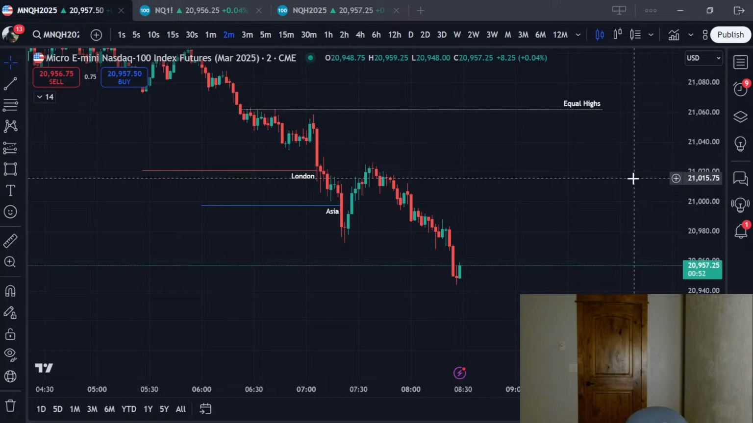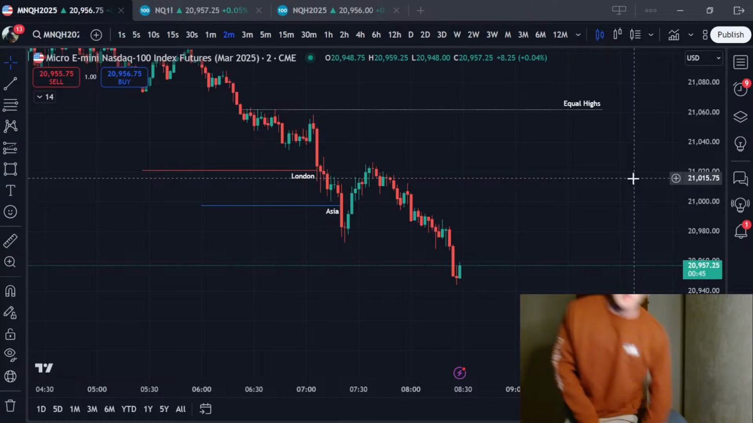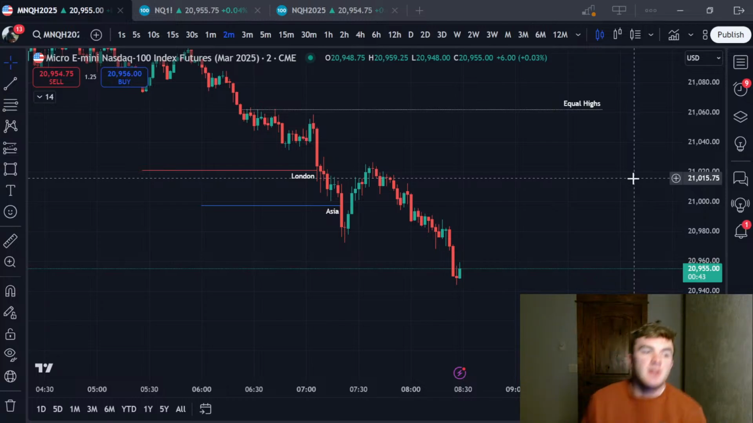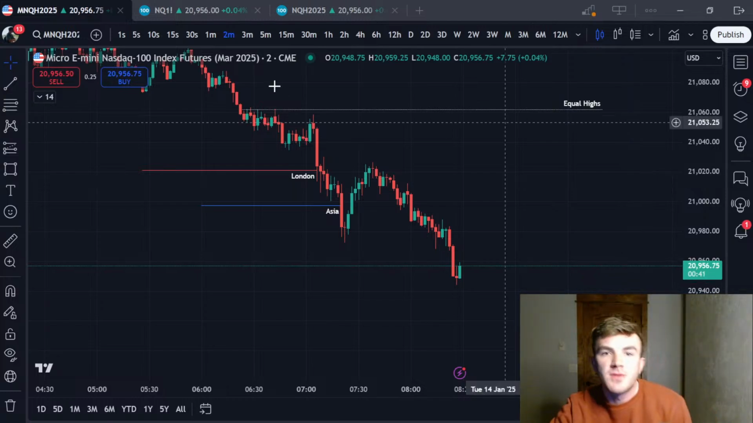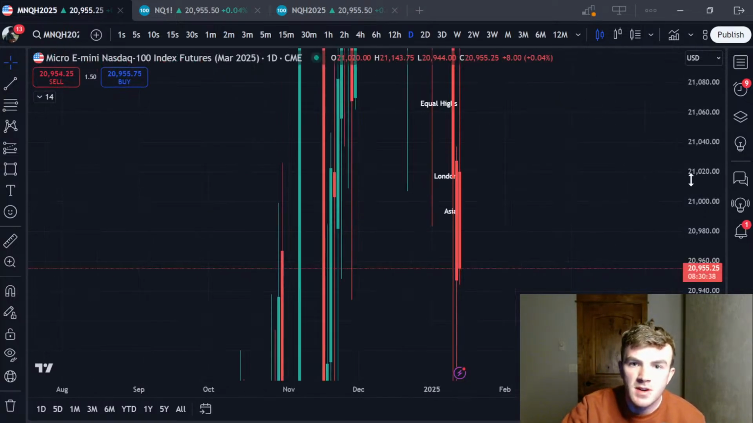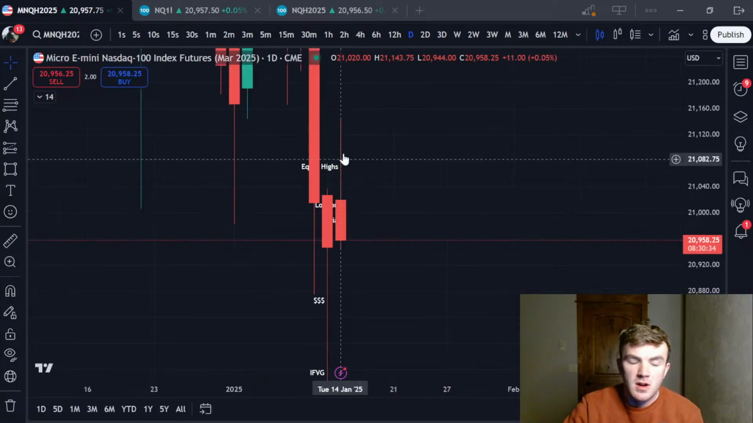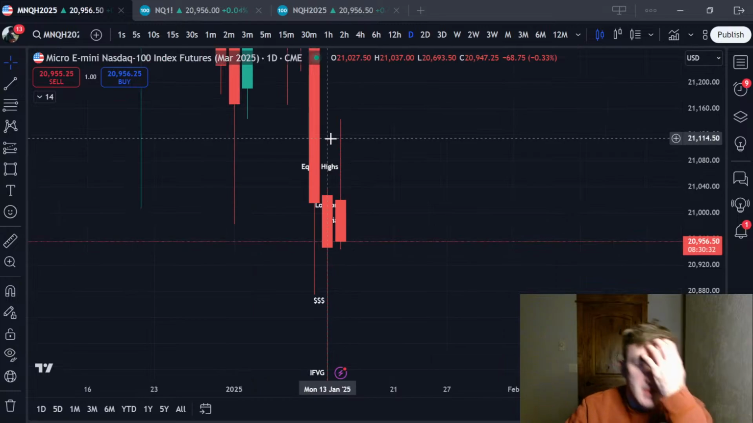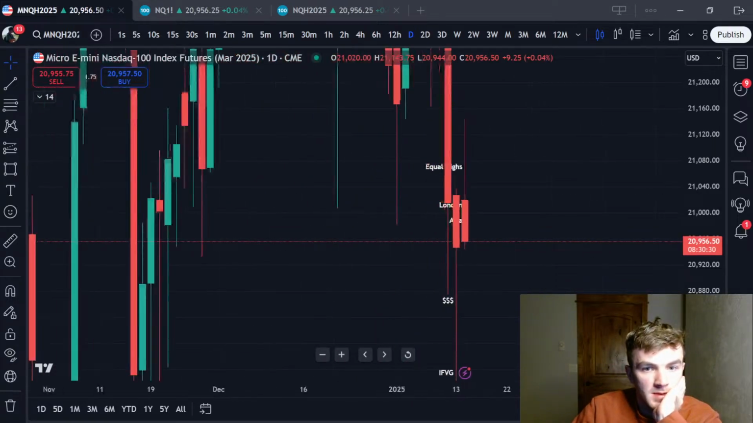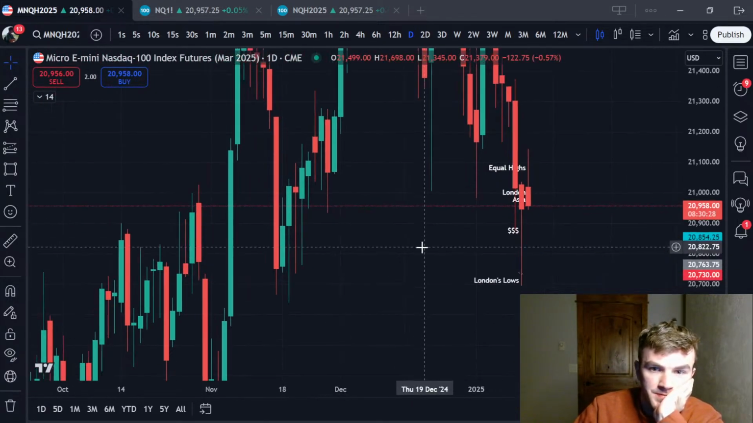I mean, honestly, I do think it's worth noting that we did get this aggressive reaction from this high confluence area, this daily fair value gap here. Maybe we do continue lower, you know, because we got that good liquidity below.